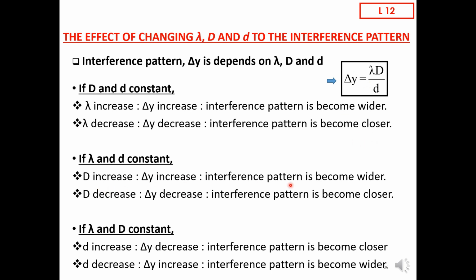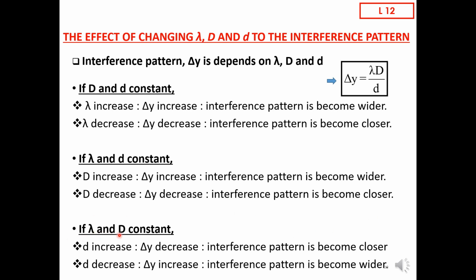Next, if lambda and small d are constant, capital D and delta y are directly proportional. If capital D is increased, meaning the distance between screen and slit is increased, what happens to delta y? The interference pattern becomes wider. If we decrease the value of D, delta y also decreases, so the interference pattern becomes closer.